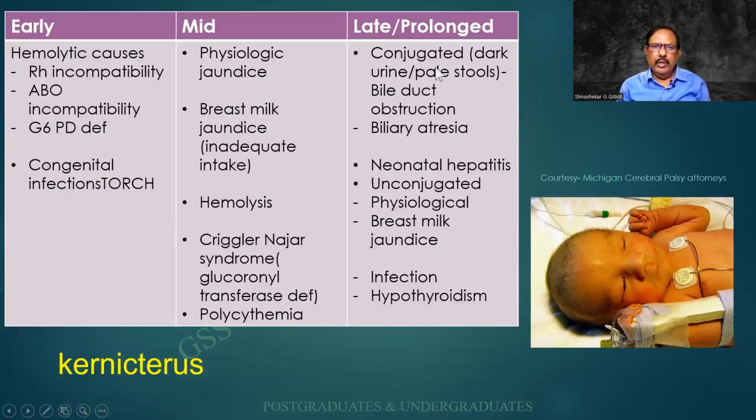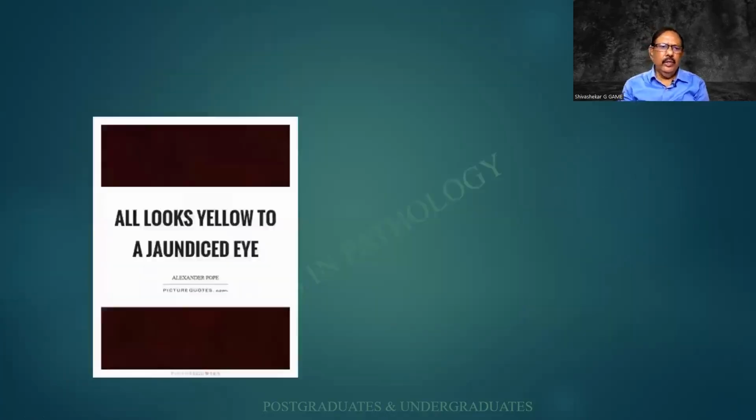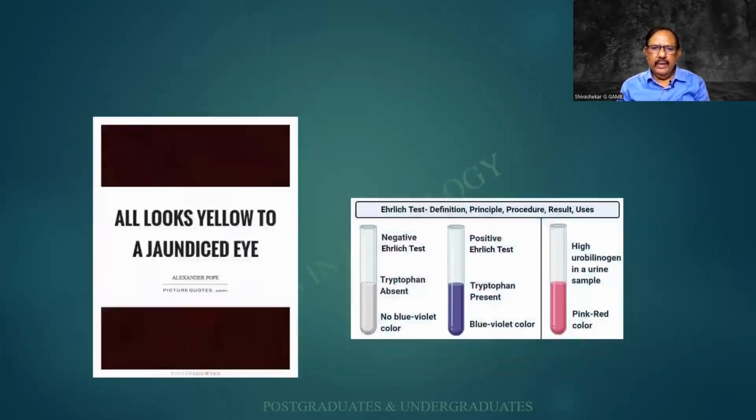In the late or prolonged, you find that there can be a dark urine with pale stools, bile duct obstruction, atresia can be there, neonatal hepatitis, and unconjugated can be again because of physiologic infection, hypothyroidism. These are all the various causes that you people should be having in mind. Hypothyroidism strangely comes up. All looks yellow to a jaundice type. And I hope you people will be able to explain this test and Ehrlich's test.